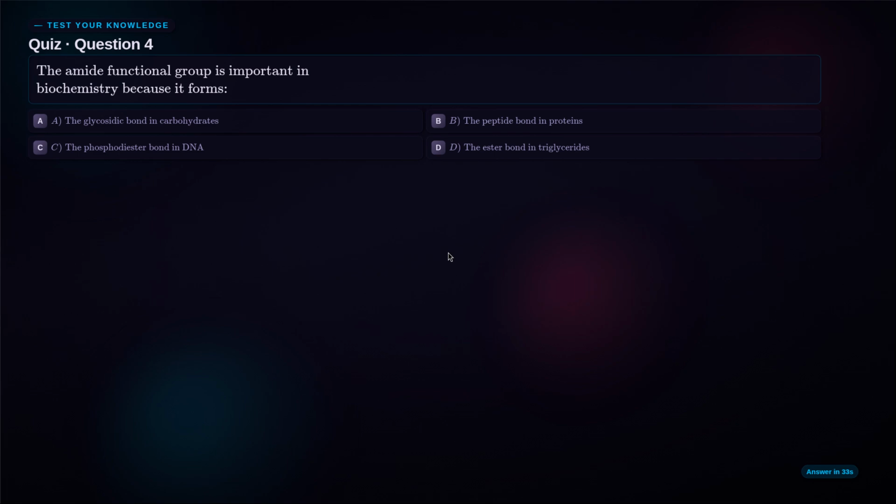The correct answer is B, the peptide bond in proteins. The amide bond links amino acids together in proteins and is also called the peptide bond.